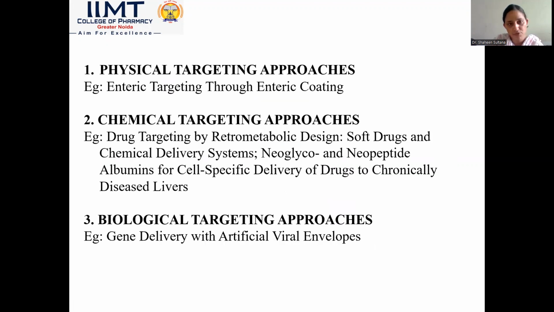Now, there are different approaches for targeting. Number one, physical; second, chemical; and the third is biological. In physical targeting, there is enteric targeting through enteric coating. Second is chemical targeting. There is drug targeting by retrometabolic design, which includes the soft drug and chemical delivery system, or neoglycoalbumin for cell-specific delivery of a drug in chronic diseased liver. And the third is biological targeting that includes gene delivery with the artificial viral envelope or through the retroviruses or viral envelopes.